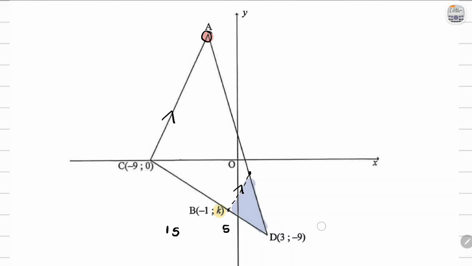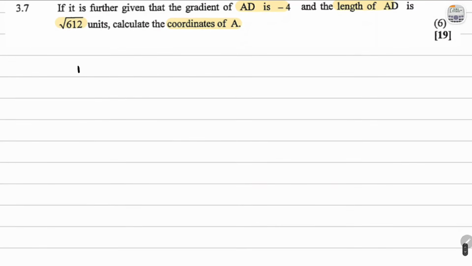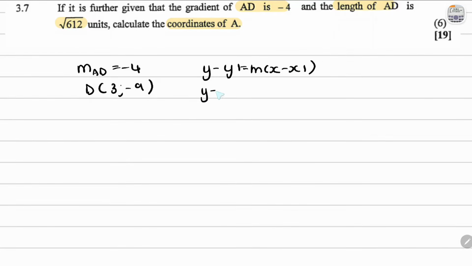So the first thing is find the equation of line AD, because you've been given the gradient and you have 1 point on the line, which is 3 and -9. Okay, so let's go ahead and do that. We're just going to say that the gradient of AD is -4, like they told us, and we already know D, that point 3 and -9. So the equation of this line, y minus y1 is equal to m times x minus x1, and this is y minus -9, so it becomes a +9, is equal to -4 times x minus 3, and then we just simplify.